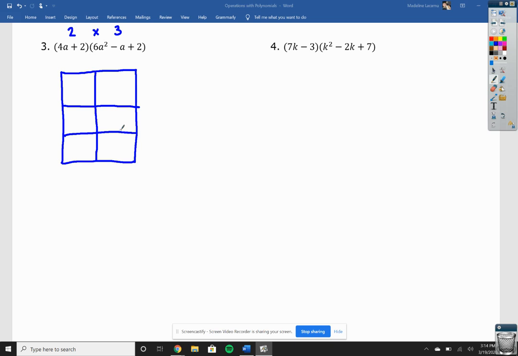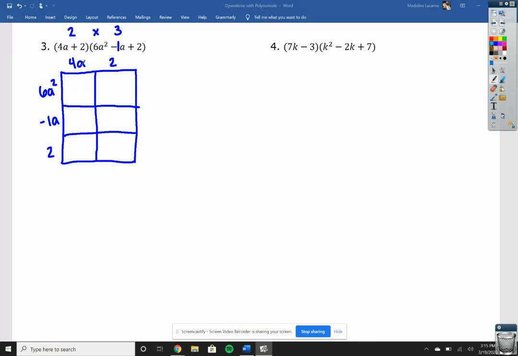So this is going to be our first box. On the top, we're going to have 4a and positive 2. And on the side here, I'm going to have 6a squared. Now this negative a, remember if there's no number in front, it's going to be a -1. I'm going to write that in just because it may help us. So -1a, same thing as -a, and positive 2. Now all we have to do is multiply like we did before.